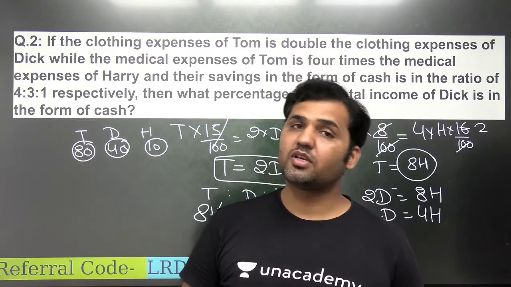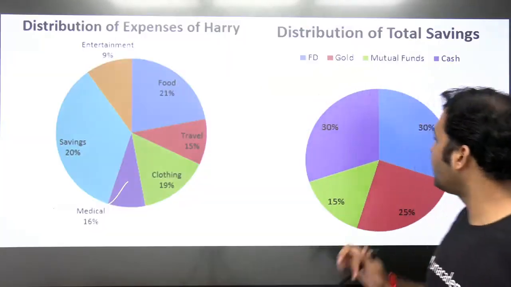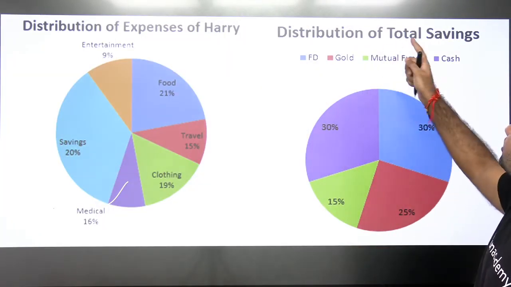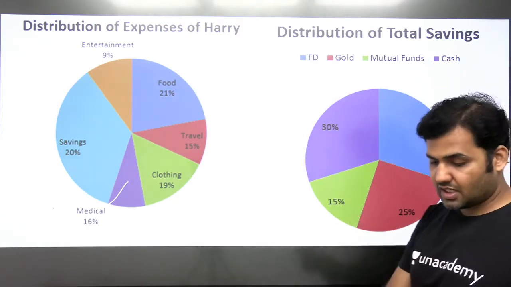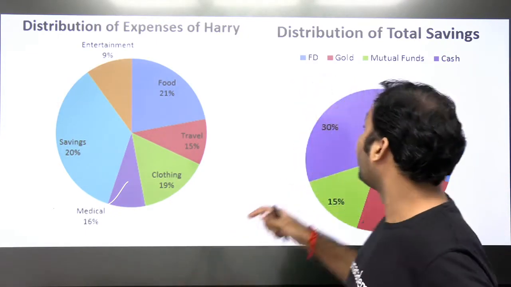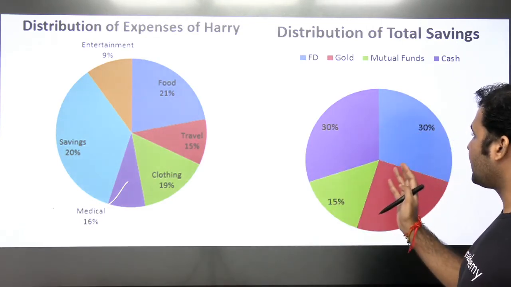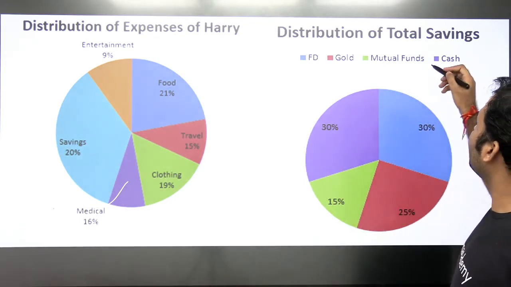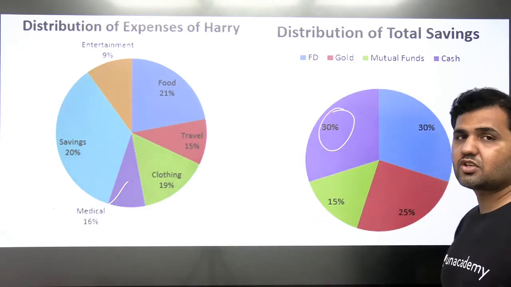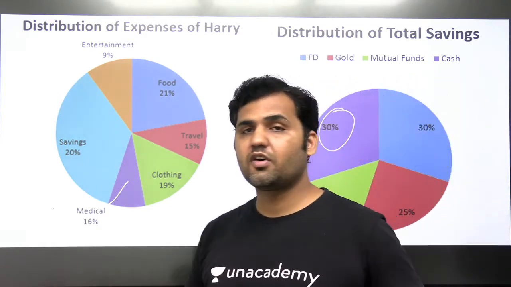How can I find out? By using the fourth graph, because the fourth pie chart is talking about the distribution of total saving. That means the total saving of Tom, Dick and Harry has been invested in the different forms in this part, right? Using this pie chart, this tells me that 30% of their total saving is invested in the form of cash.